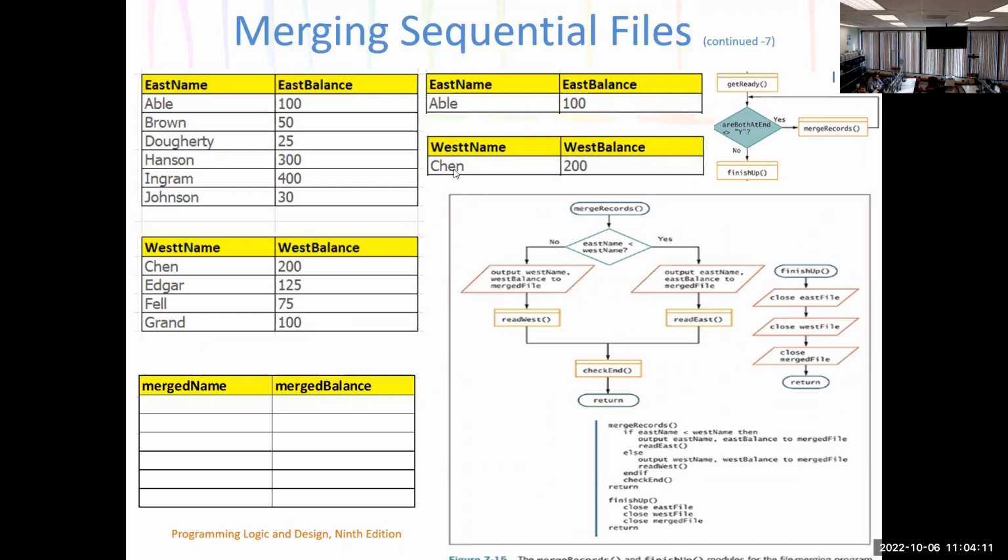And of course, if the east is less than the west, you write the east into the merge file here. Now, when you write the first record of the east, you have to move to the next record in the east. You can see the comparison here. If it's less than the west, you write it into the file, and you have to read the next record from the east. That's the process. And of course, if the west is greater, you write the west into the file and you read the next record from the west.